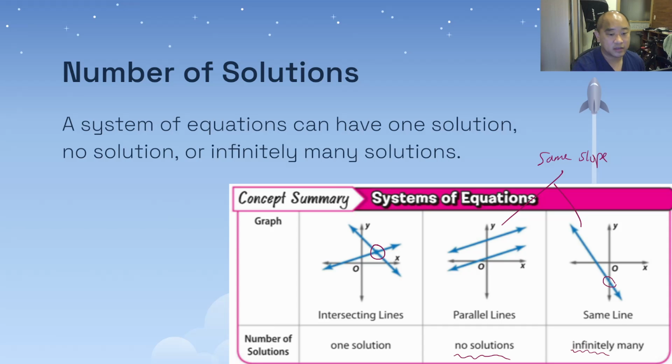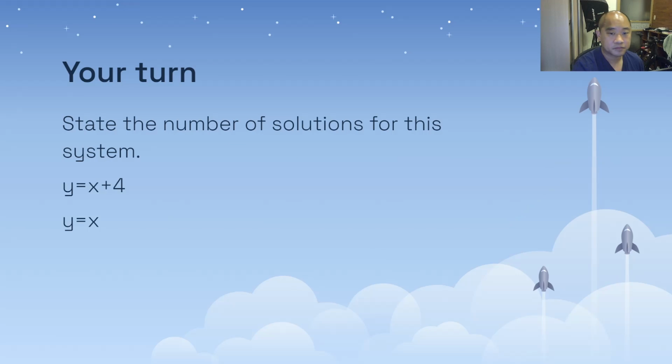So let's take a look at these two examples. Here we see that both of the slopes are 1, right? The slope of both of these is 1, but the intercept is different. This one is 4 and this one is 0. So these lines are never going to touch. One is going to pass through the origin. The other one is going to pass through 4. 1, 2, 3, 4 right here. And these lines are never going to touch. This one has no solutions.